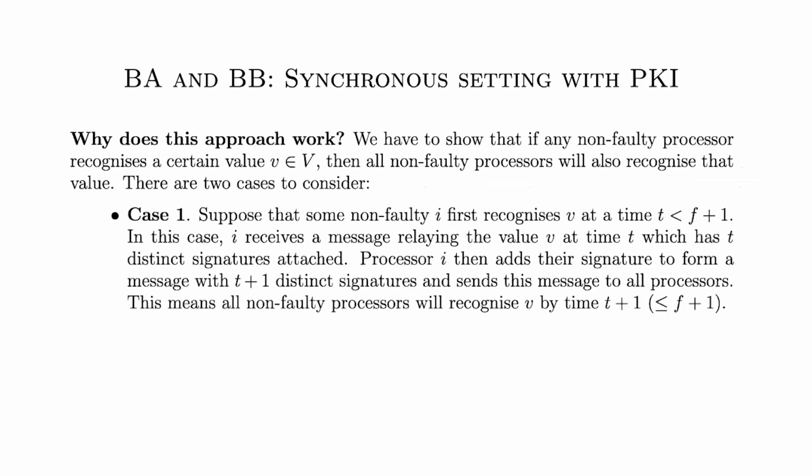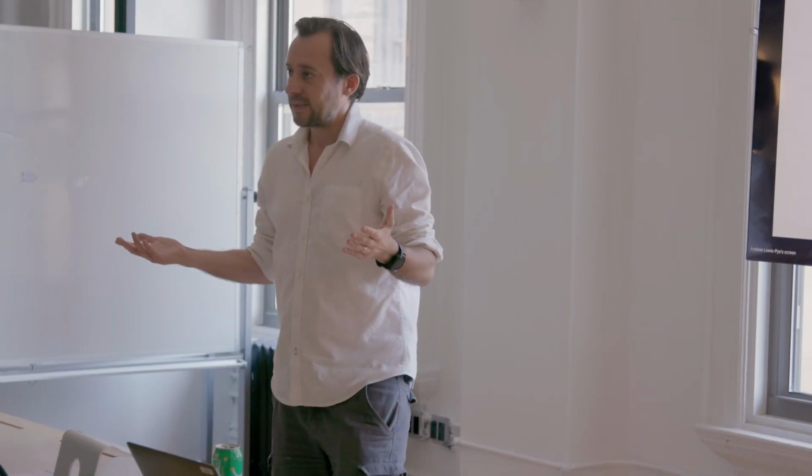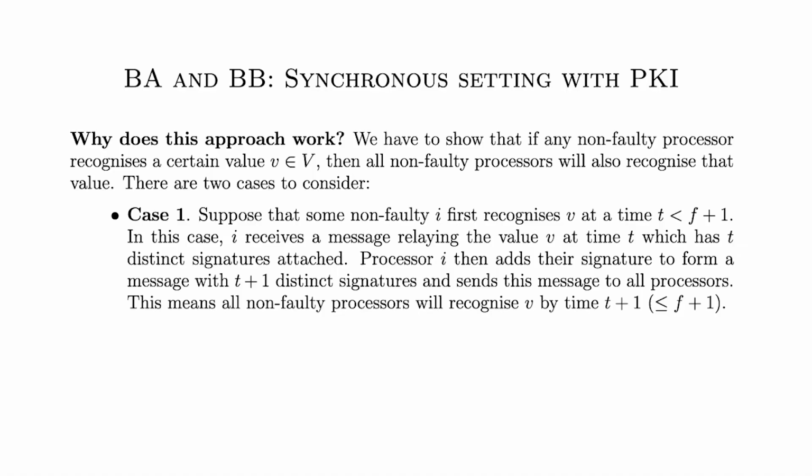So there are two different cases to consider here. First of all is the easy case. Let's suppose some non-faulty processor I first recognizes some value before it's too late to share. In that case, it's quite simple. Basically, they just have to add their signatures or share the value, right? So suppose some non-faulty processor I first recognizes v at some time t strictly before f+1, when it's not too late to share. Okay, so what does that mean?